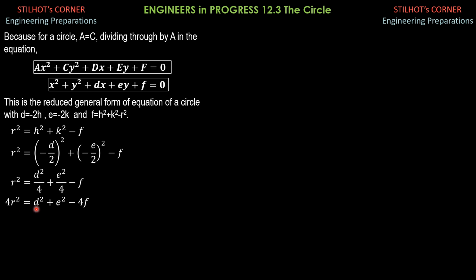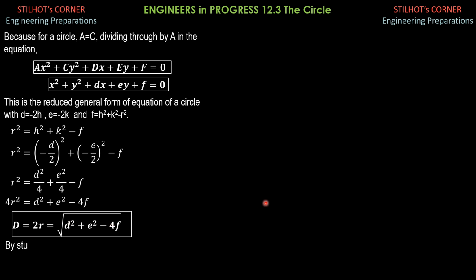where d is the coefficient of x from this reduced general equation of a circle. E is the coefficient of y from this reduced general equation of a circle. And minus 4f, f is the constant from that reduced general equation of a circle. So the diameter 2r is square root of d squared plus e squared minus 4f. So if you want to find the radius or the diameter, use that equation also.